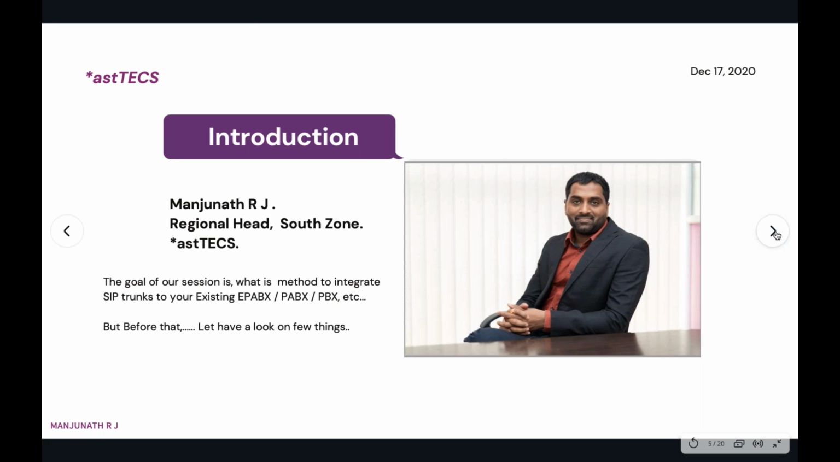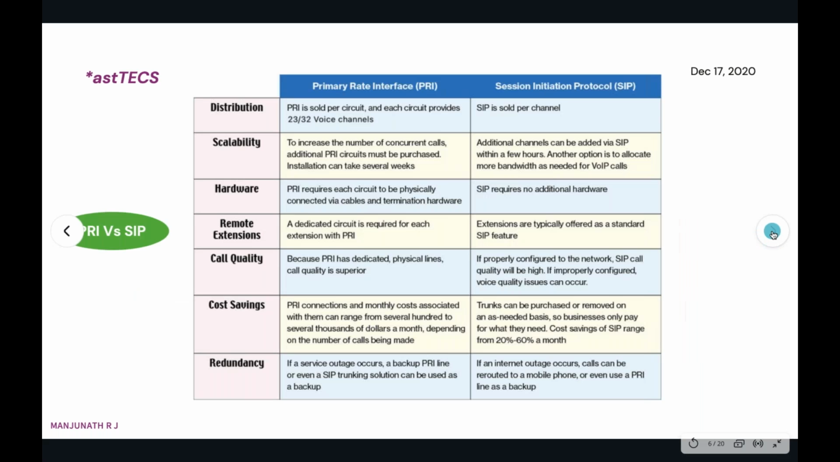So let me introduce myself. Manjunath Ajay here, heading the IPPBX division as well as sales for the South Zone. I'm here to talk about how we are going to make use of existing PBX and EPABX to connect with the SIP trunks and save a huge investment for the time being. So that is what my talk is about today. So let's see how things come in.